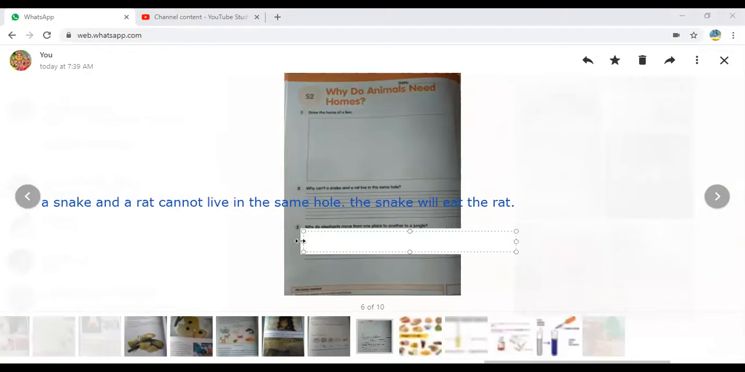Not only elephants; you can see any type of animal will move from one place to another place. There are many animals in the forest. In the forest, there are many birds, fish, and other animals. You will write that down.